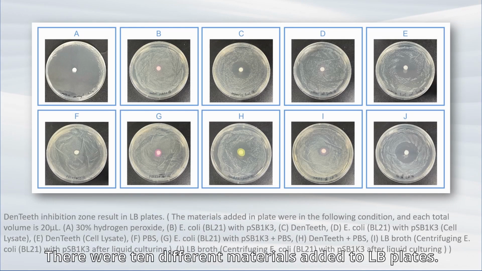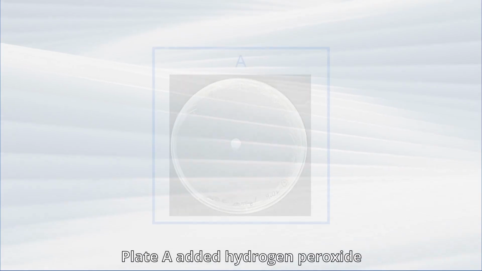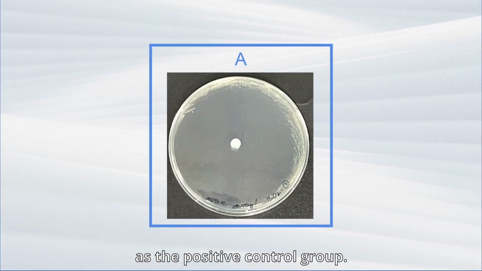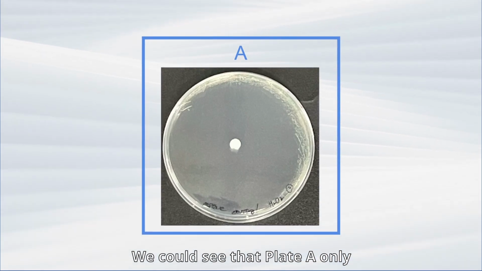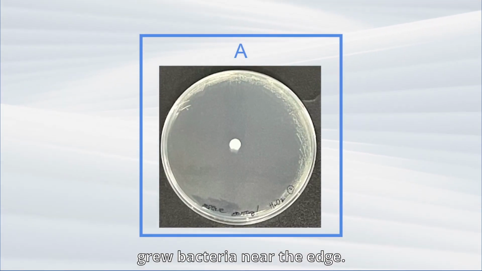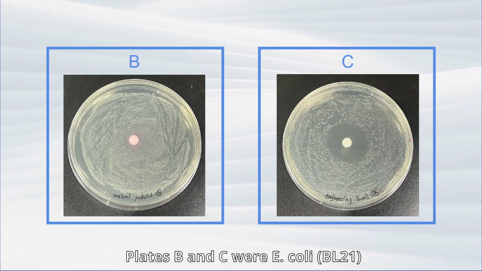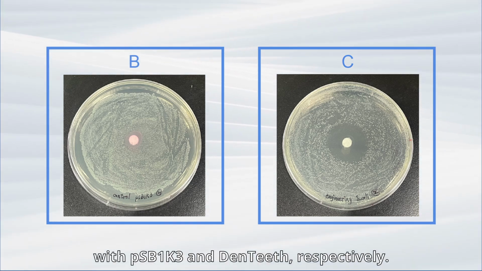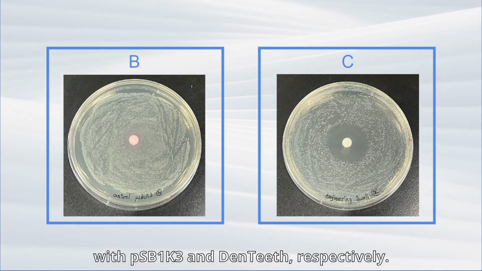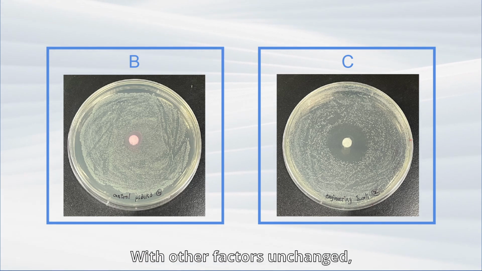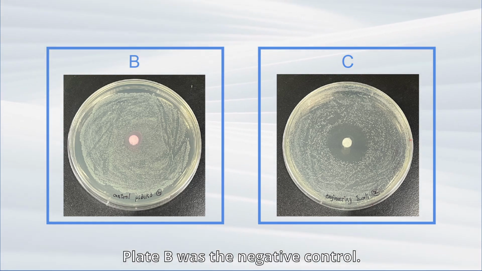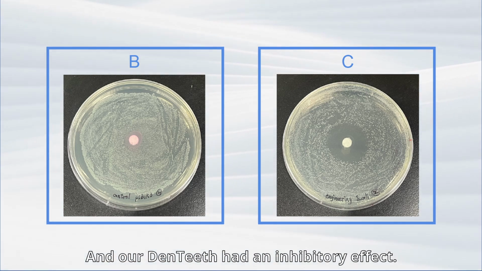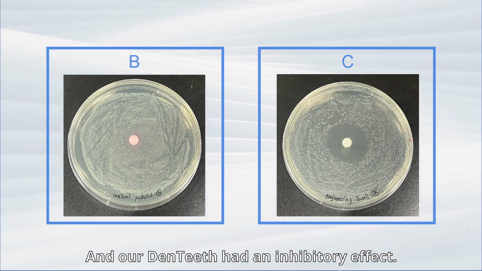There were 10 different materials added to LB plates. Plate A added hydrogen peroxide as the positive control group. We could see that plate A only grew bacteria near the edge. Plates B and C were E. coli BL21 with PSB1K3 and dentists respectively, with other factors unchanged. Plate B was the negative control, and our dentist had an inhibitory effect.